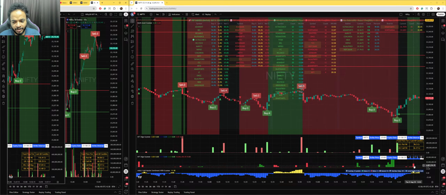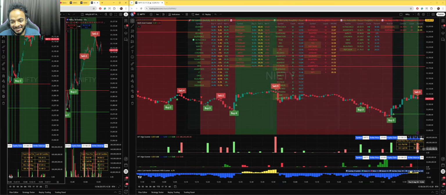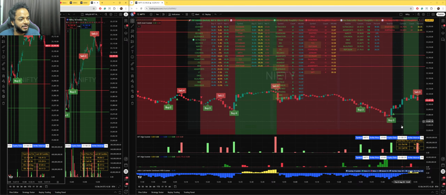Again, some put buying has happened right there, and on model one we are also getting the call writing. But wait for the candle to close, because if the candle is open, it's still thinking.